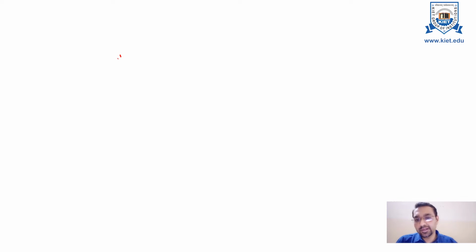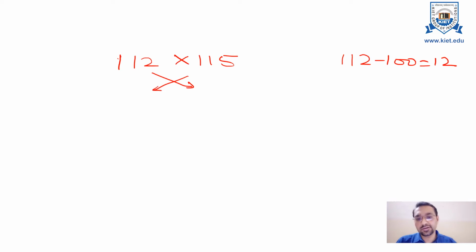Let's say you have to multiply 112 and 115. So again, I have taken two numbers which are close to 100. So first you have to find the difference of the number with 100. So you have to find n minus 100. So 112 minus 100 will give you 12, and you have to write down this difference in the crisscross fashion.